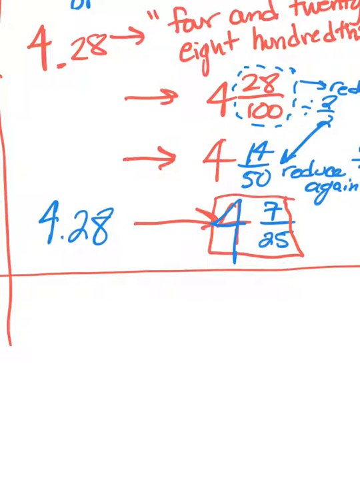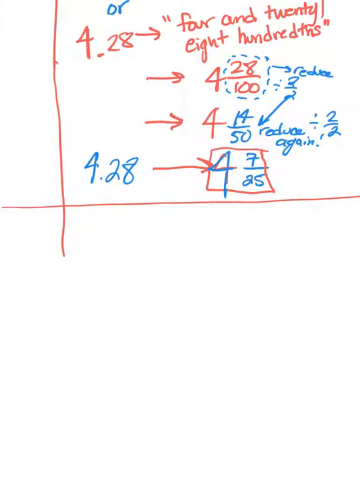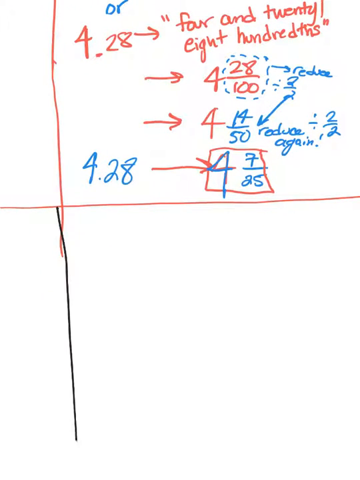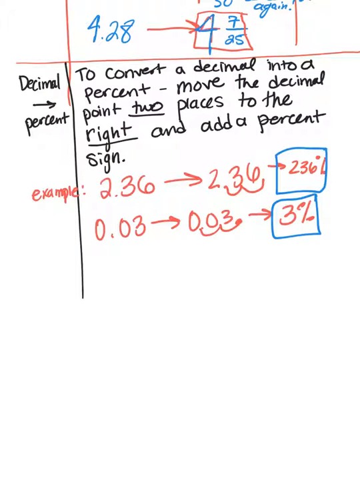Okay, so the next thing is going to be converting a decimal into a percent. And again, I'm going to pause the video, write it, and then I'll explain it. So converting a decimal into a percent. To convert a decimal to a percent, move the decimal point 2 places to the right and add a percent sign at the end of it.